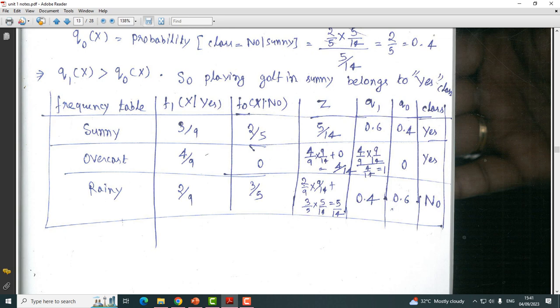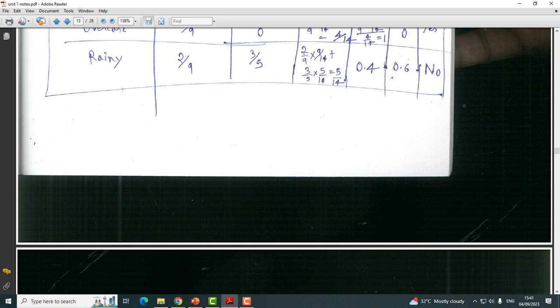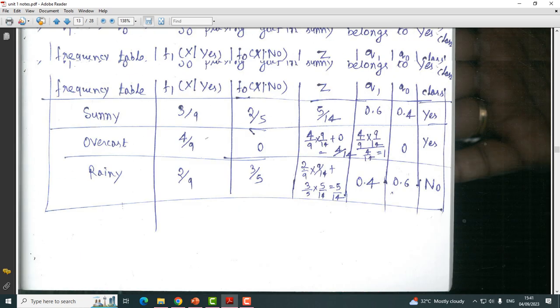Same way for overcast and rainy, we find the Z values, q1 and q0, and find the class values. So that's the problem for Bayesian classification.